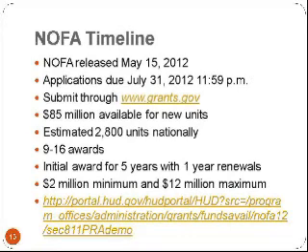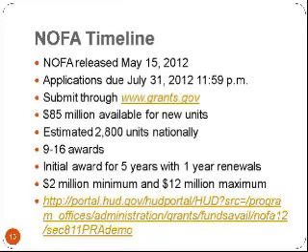A couple of logistics around the NOFA timeline. It was released about a month and a half ago, on May 15th. And the applications are due July 31st, so it's about a 75-day turnaround time. HUD is asking the state housing agencies that are the applicants to submit the application through grants.gov. And HUD did a pretty in-depth technical webinar, or part of their webinar was very technical, about how to actually submit an application through grants.gov.